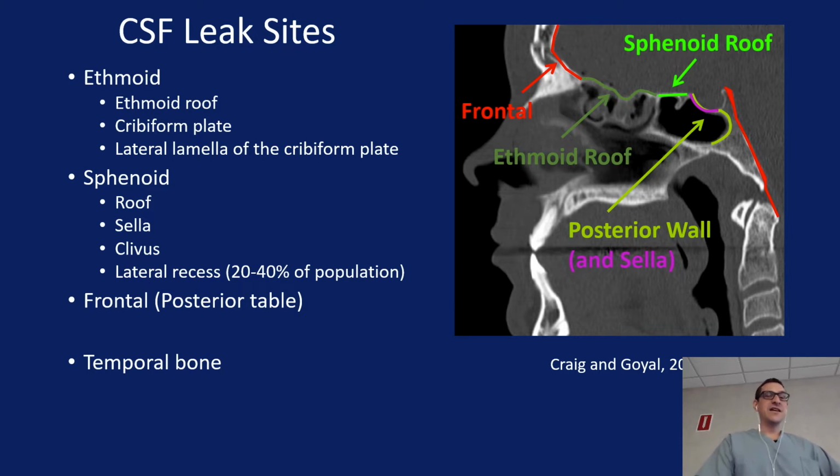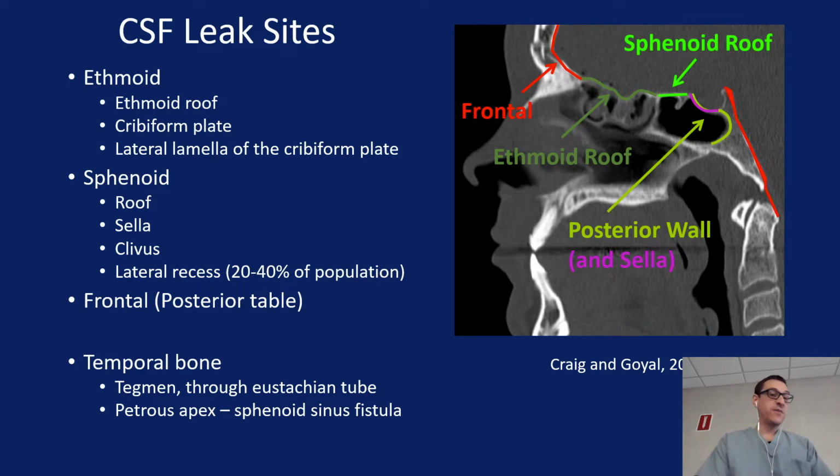And then, yes, Lane, good job. Someone's thinking about the temporal bone. So you could have a tegmen defect or any defect along it. What's that? Oh, I've got headphones in, so I'm not hearing everything. And then the petrous apex can also, you can have a fistula into the sphenoid sinus.